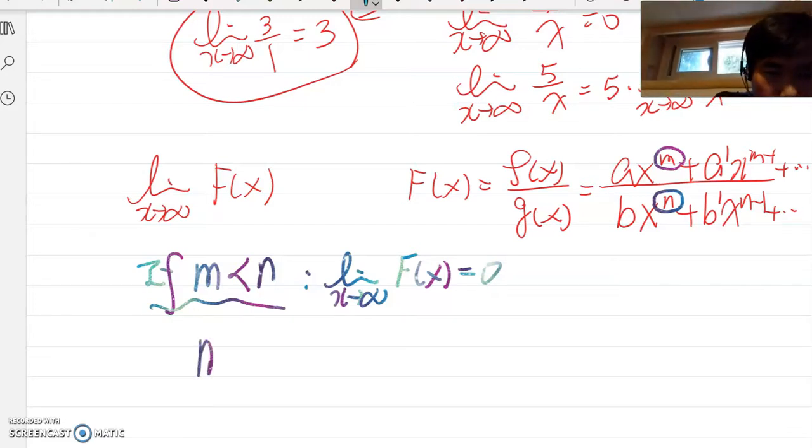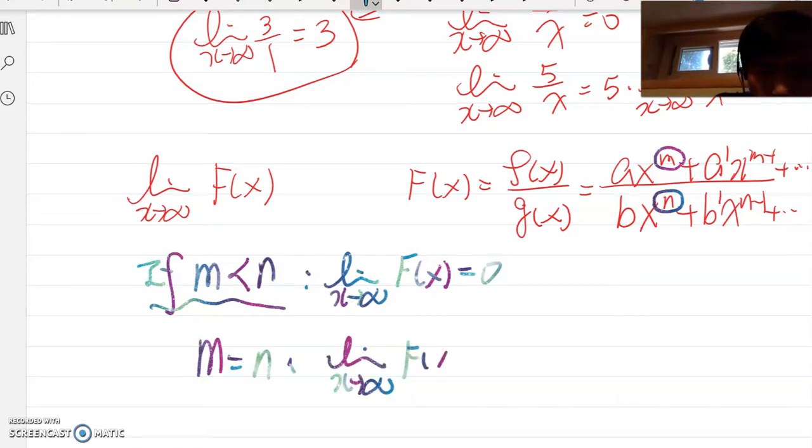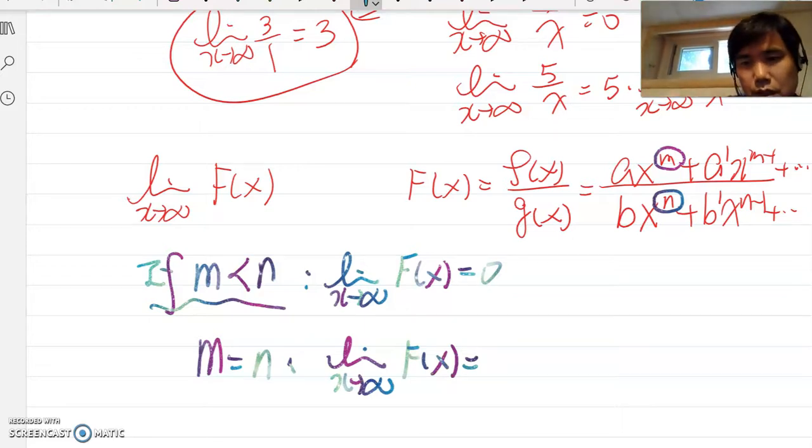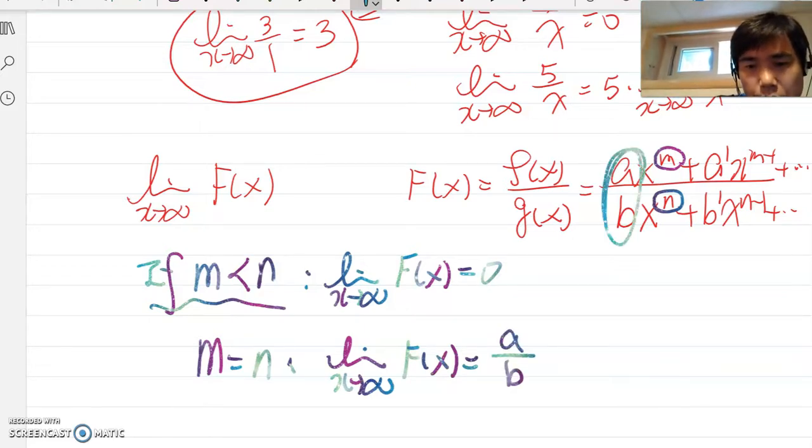But if m is equal to n, then the limit as x moves to infinity of f(x) will be their leading coefficients, which means in this case a over b. So a over b must be the answer for this problem.